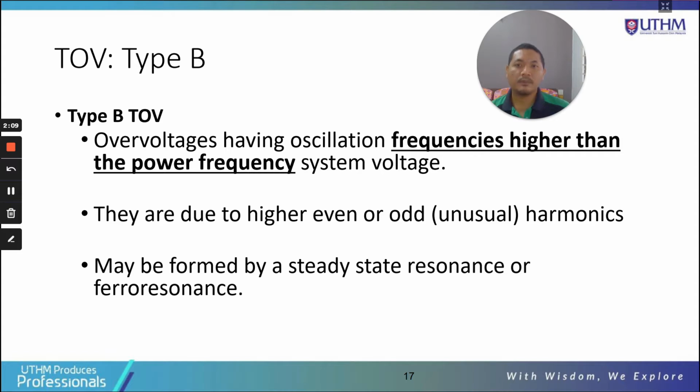Type B TOV: overvoltages having oscillation frequencies higher than the power frequency. They are due to higher, even or odd harmonics. Usually because of harmonics, the frequency is higher than the power frequency. May be formed by a steady state resonance or ferroresonance phenomena in the system.